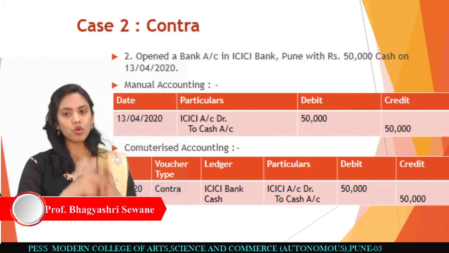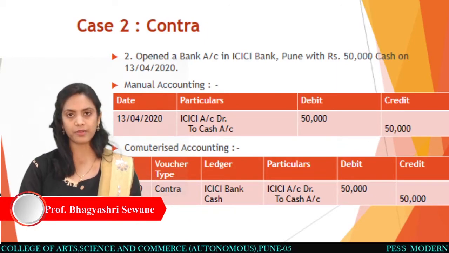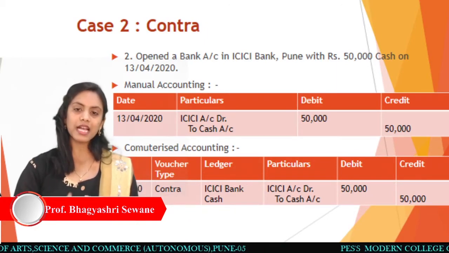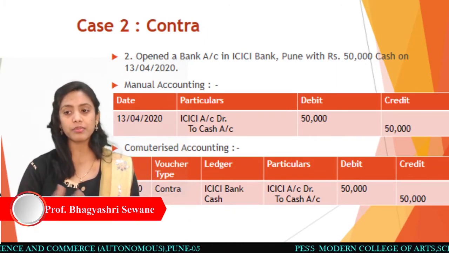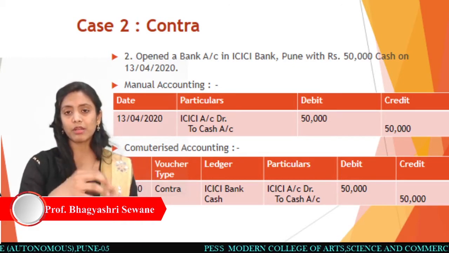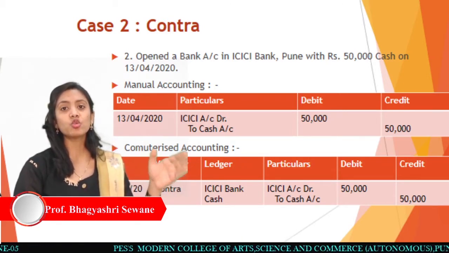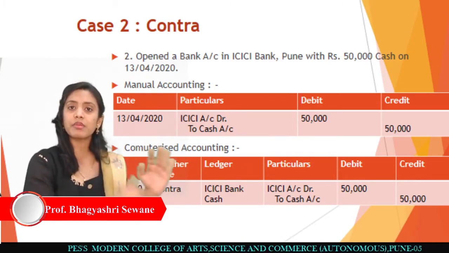Yes, they have opened a bank account with rupees 50,000 cash. Okay, so 50,000 cash, again they have opened a bank account. For that purpose, I need a transaction, that is what will be the entry. That is ICICI bank account debited to cash account, because you have deposited the money in a bank.